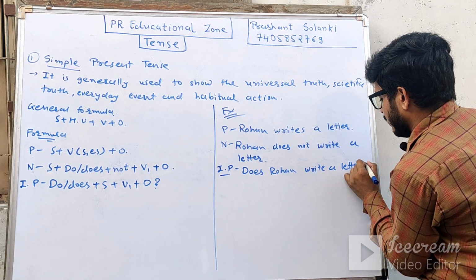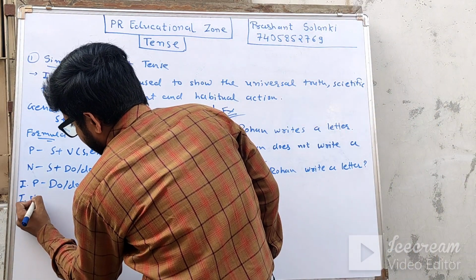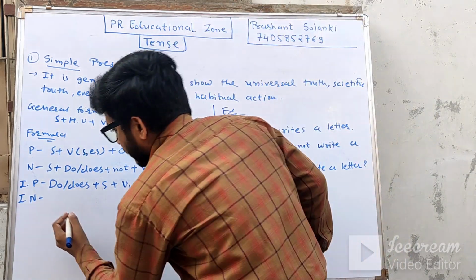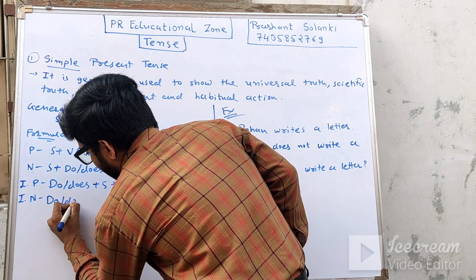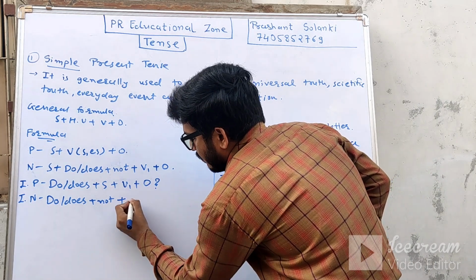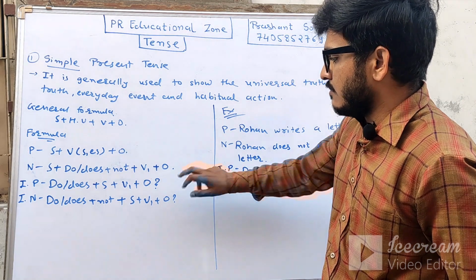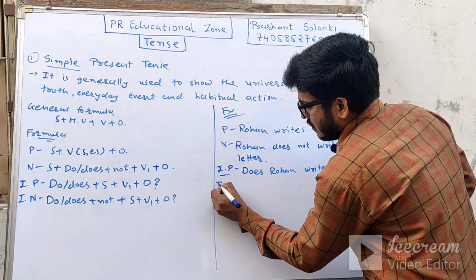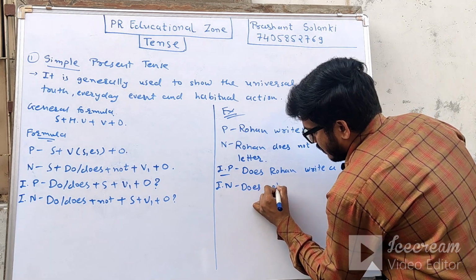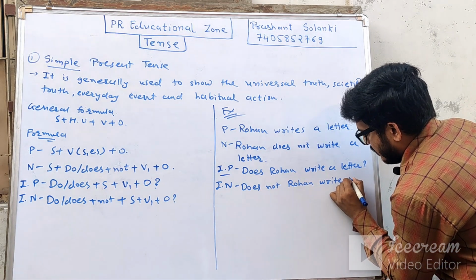And the last is the question mark, and interrogative negative. As I said earlier, in negative sentences, not comes after the helping verb, so here we will use not after the helping verb, and we will write the sentence as in the interrogative positive. Now we are going for the example. Does not Rohan write a letter?